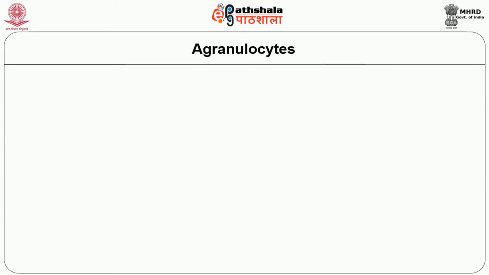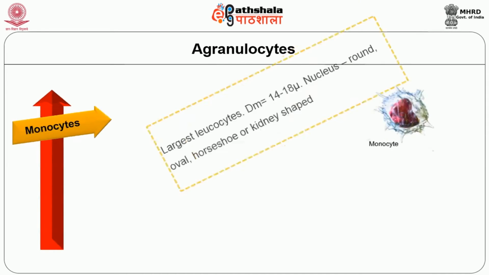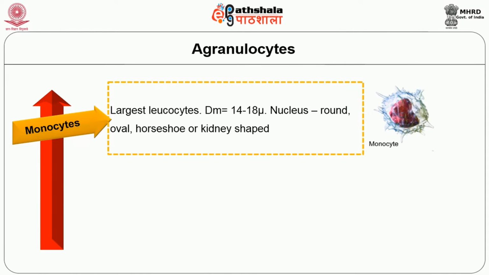The next classification are the agranulocytes. Among the agranulocytes, we have the first one being the monocytes. The monocytes are the largest leukocytes with a diameter of 14 to 18 microns. This also we saw in the diagram. The cytoplasm is very clear without any granules. The nucleus is round, oval, horseshoe shaped or kidney shaped. The nucleus is either in the center of the cell or it is pushed towards one side, and a large amount of cytoplasm is seen.